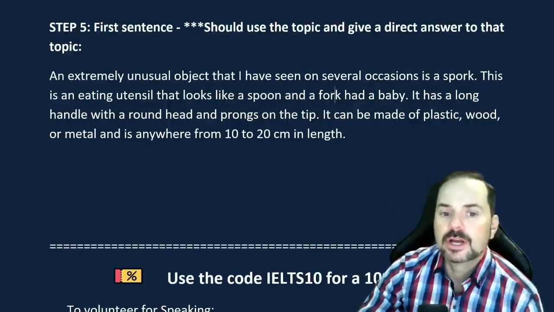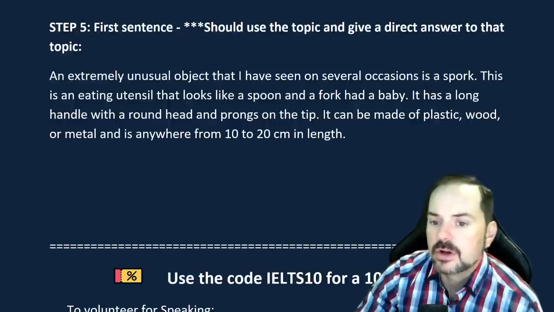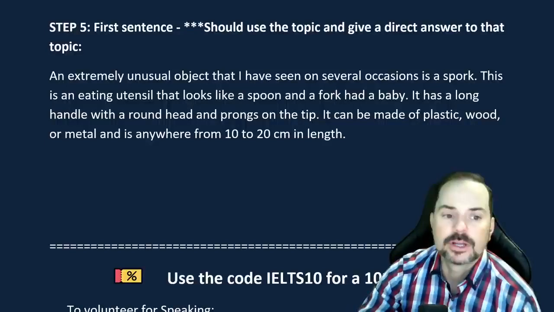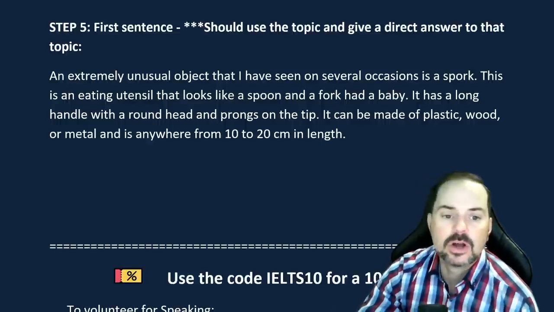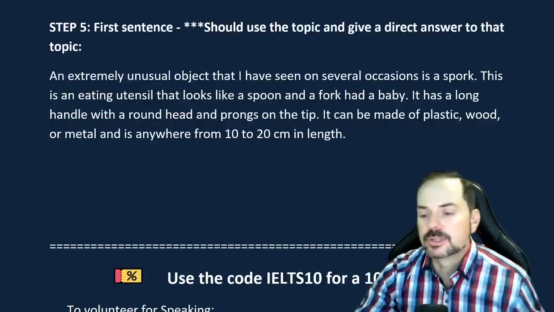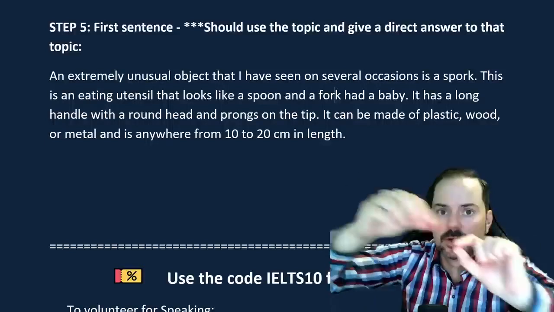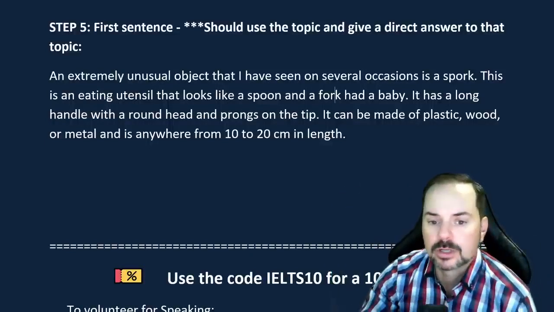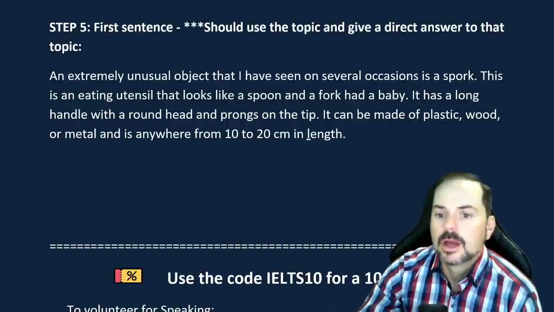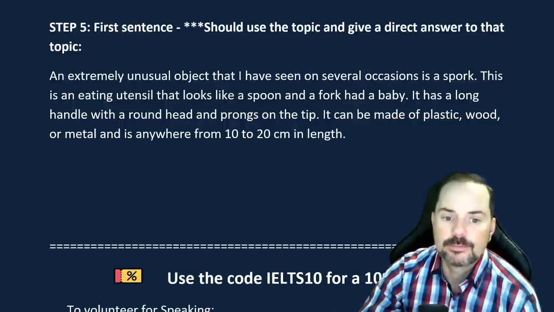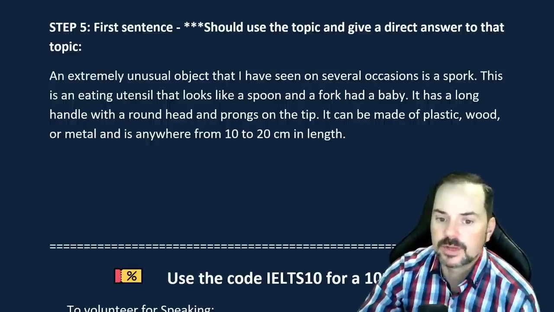An extremely unusual object that I have seen on several occasions is a spork. This is an eating utensil that looks like a spoon and a fork had a baby. It has a long handle with a round head and prongs on the tip. So those little points on the fork, those are the prongs of the fork, okay? It can be made of plastic, wood, or metal, and is anywhere from 10 to 20 centimeters in length.